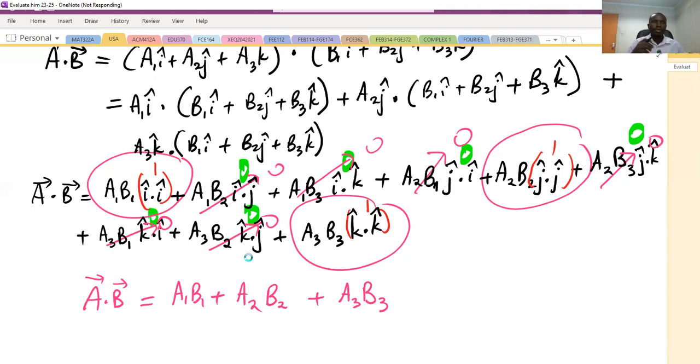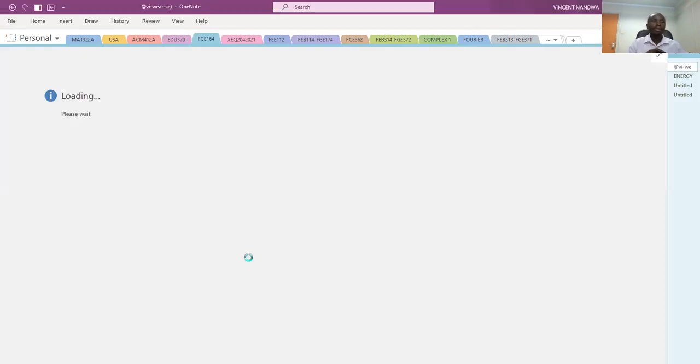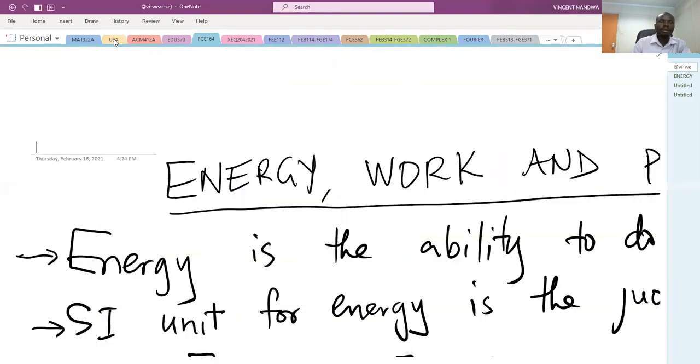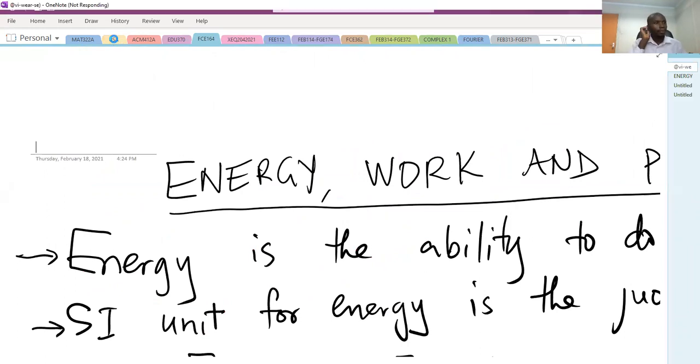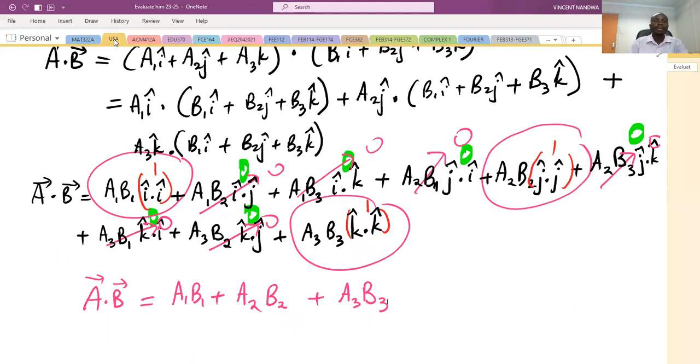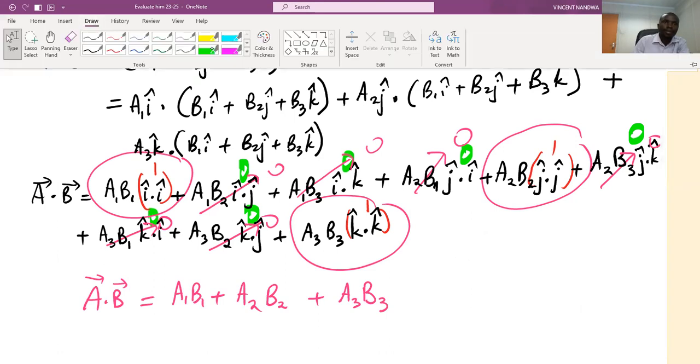To know when to apply either the formula with the angle or the formula without the angle depends on the question that you have. If they give you the angle, then the formula with the angle becomes the easier one to apply to get the answer. If they give you a problem where the vectors are just given without the angle, then the formula with just the components becomes the most appropriate one to apply.